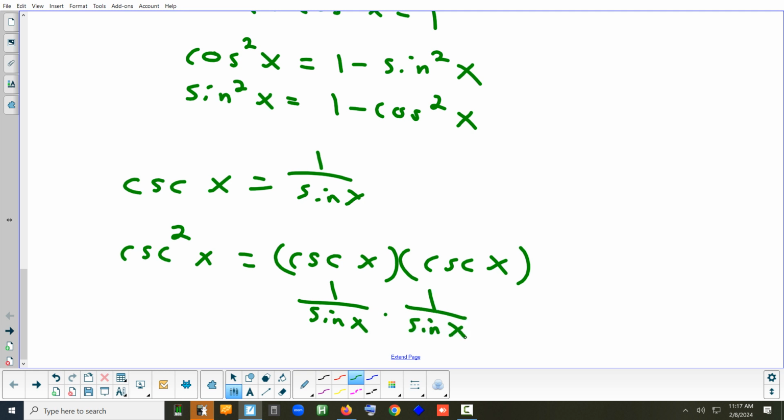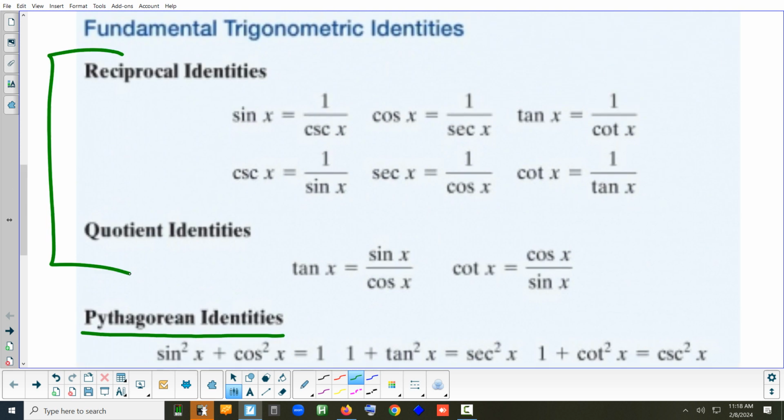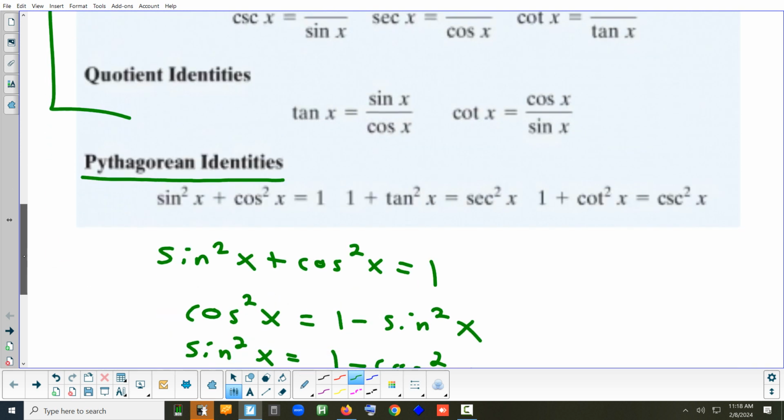So it would be 1 over sine x times 1 over sine x, which would be 1 over sine squared x. Yep. So if you want cosecant squared, it is 1 over sine squared. If you want cosecant cubed, it would be 1 over sine cubed. So that one you can use with higher powers. These two. Not the Pythagorean.